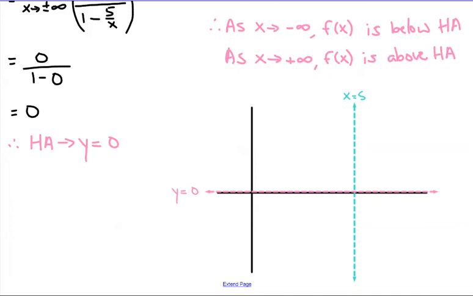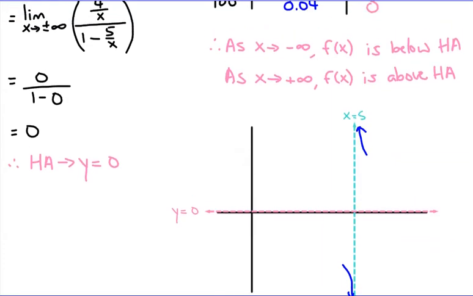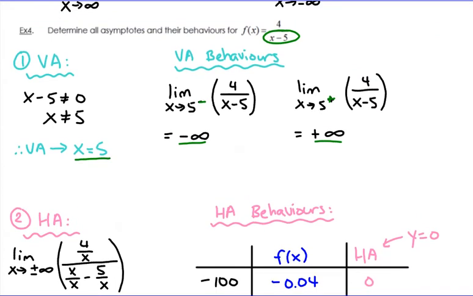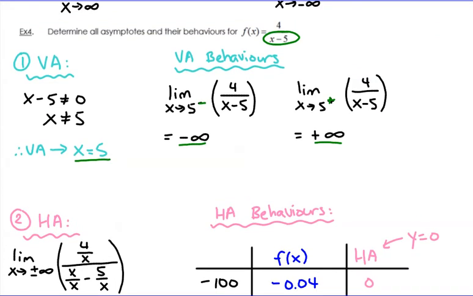All right, and you'll see in the light cyan color, it's going to be going this way and going this way. Now let's take a look at our horizontal. By the way, I knew that I had a horizontal because if you look at the degrees, the degree on the top is 0, whereas the degree on the bottom is 1. And so the top is less than the bottom, which gives rise to a horizontal asymptote.